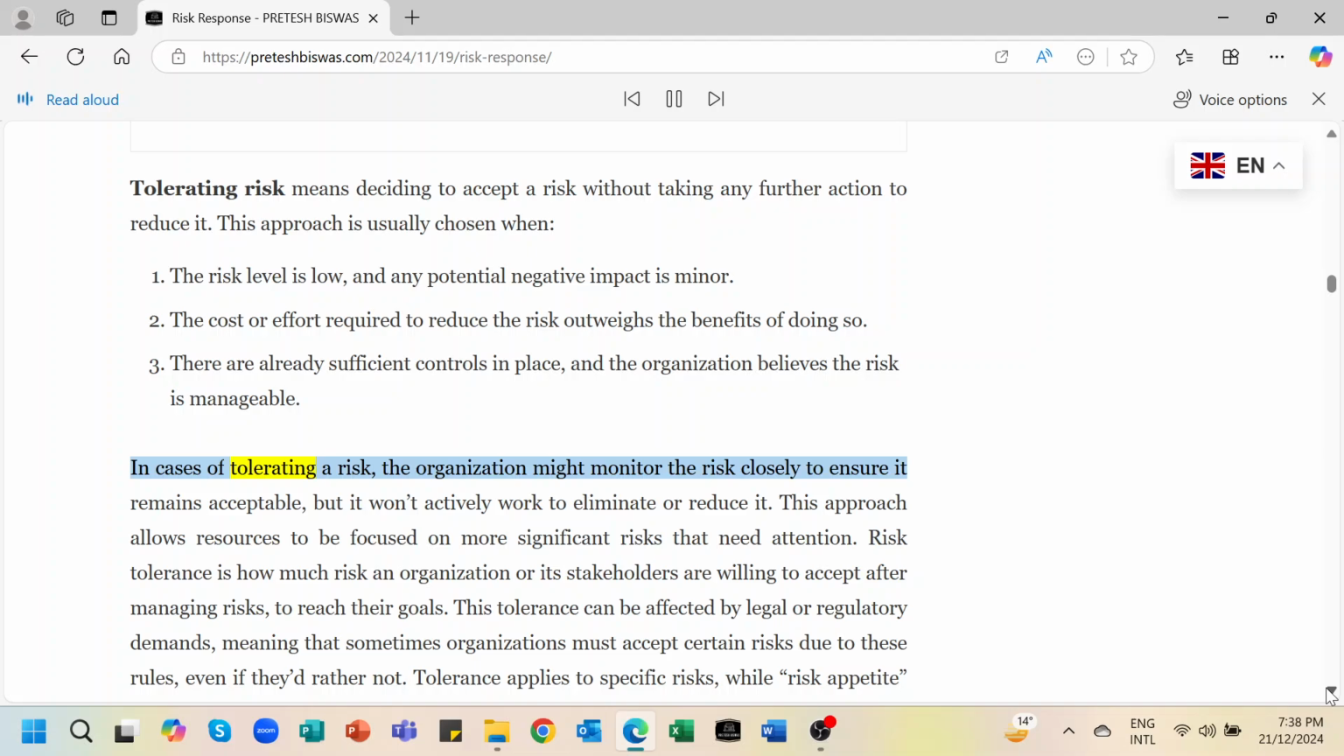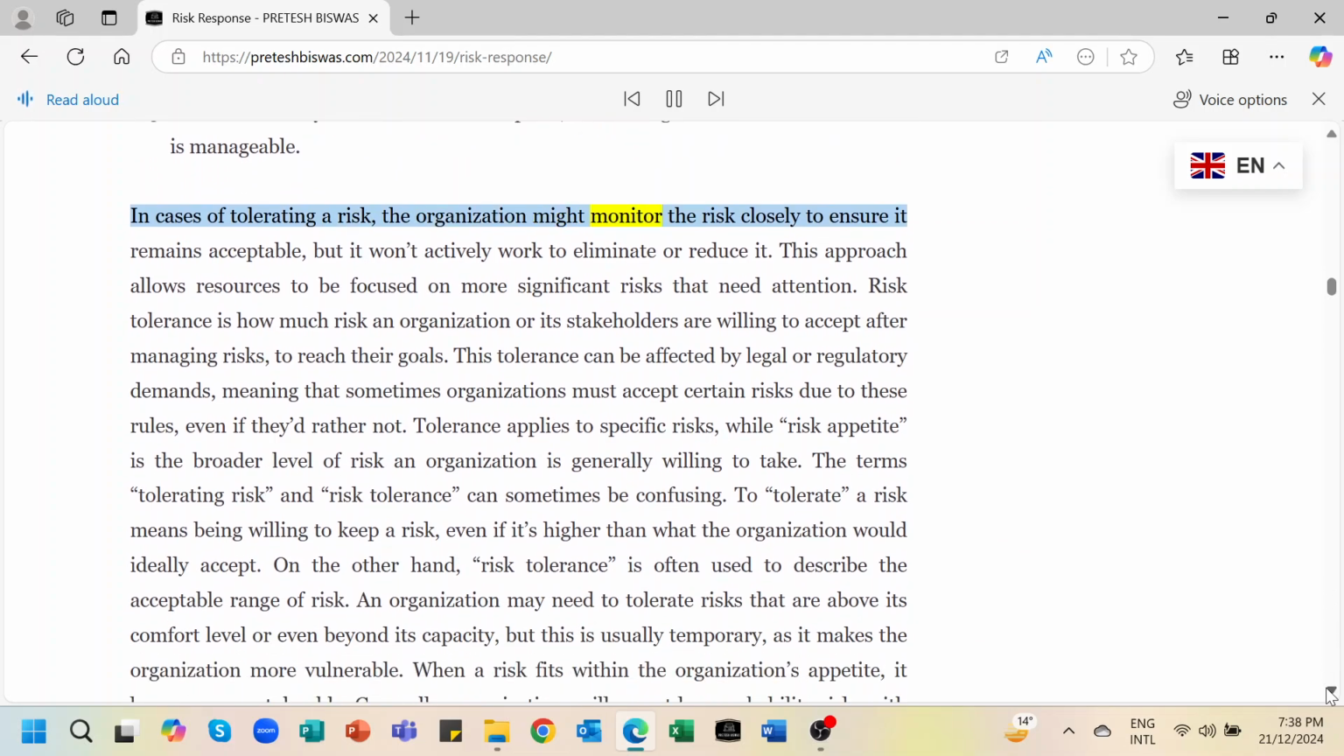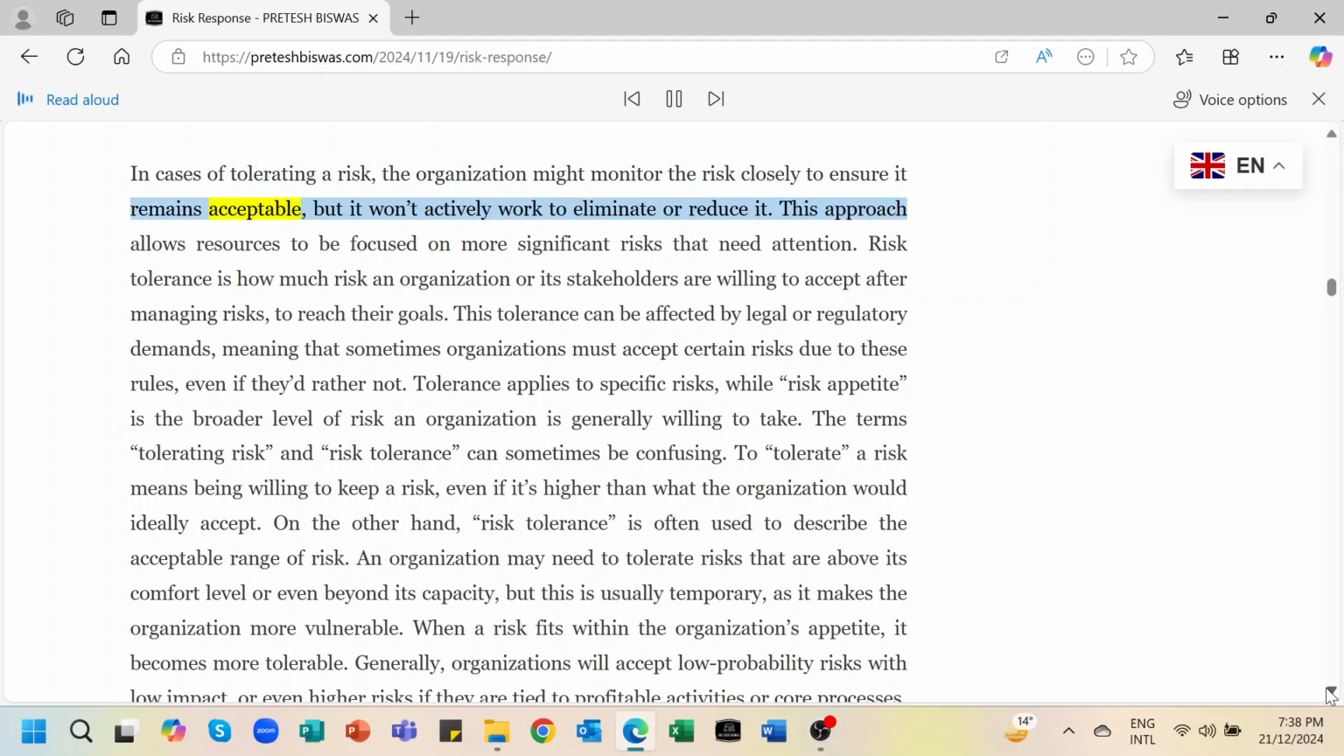In cases of tolerating a risk, the organization might monitor the risk closely to ensure it remains acceptable, but it won't actively work to eliminate or reduce it. This approach allows resources to be focused on more significant risks that need attention. Risk tolerance is how much risk an organization or its stakeholders are willing to accept after managing risks to reach their goals. This tolerance can be affected by legal or regulatory demands, meaning that sometimes organizations must accept certain risks due to these rules, even if they'd rather not.